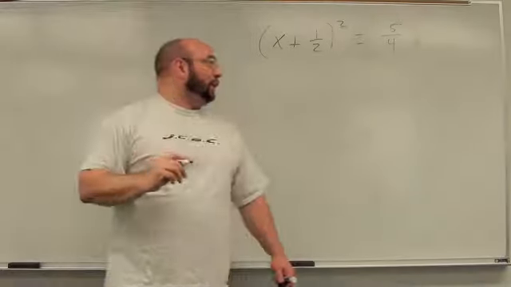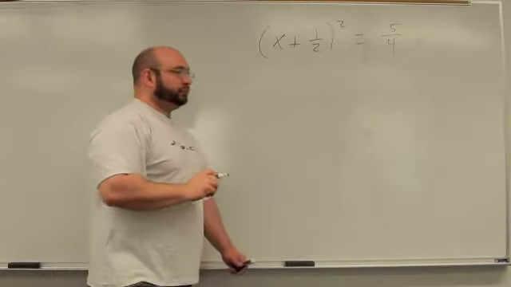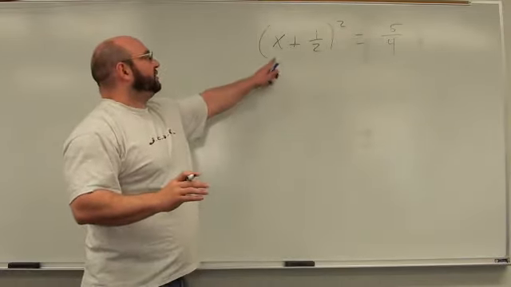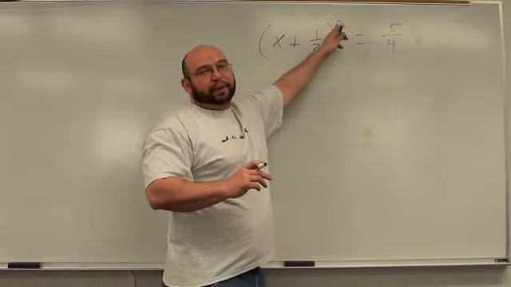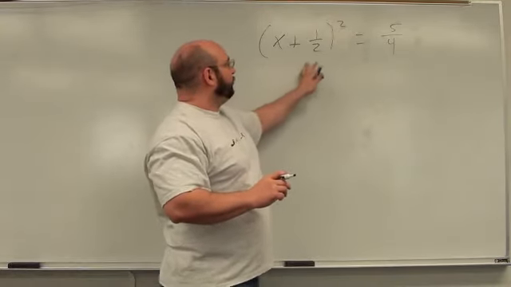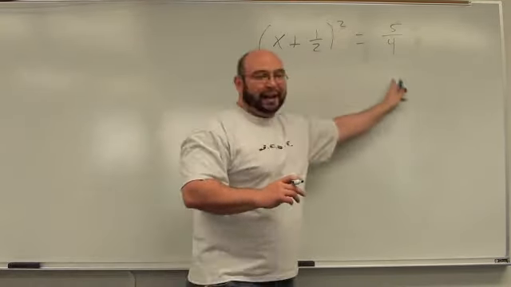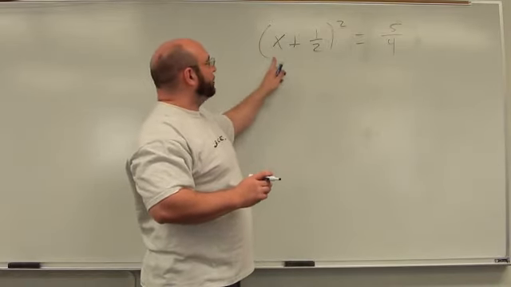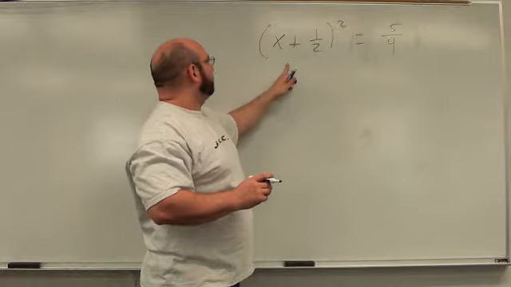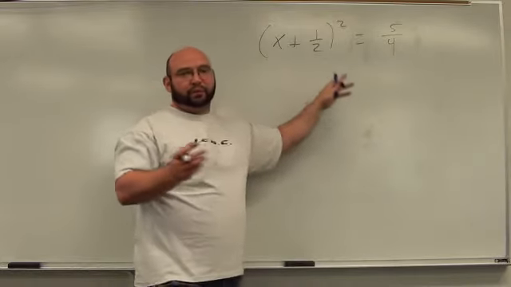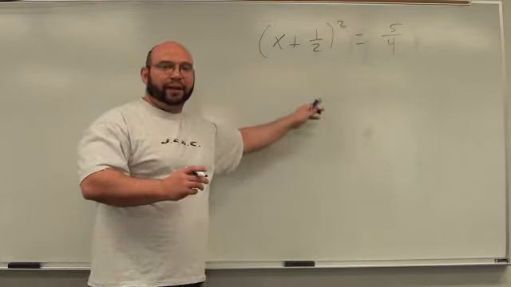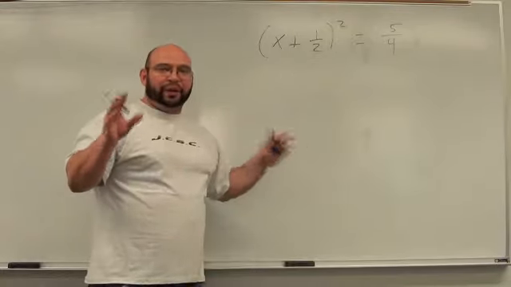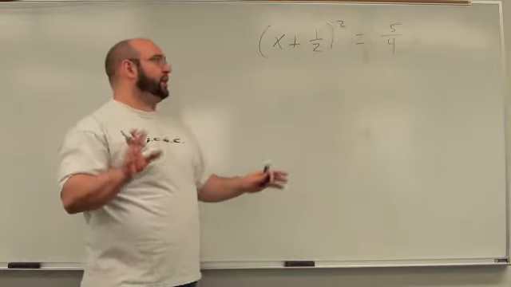Alright guys, here's the deal. X is inside and is basically being protected by this square. So I can't move this 1/2 over right now because it's being squared. Technically this is going to be x squared plus x, plus 1/4, if I really wanted to FOIL that out. I don't want to do that. I don't want to mess around with FOIL.